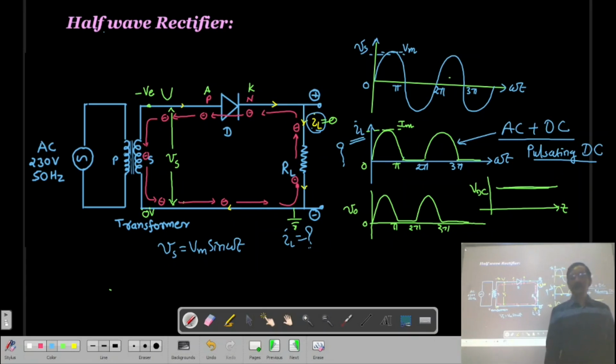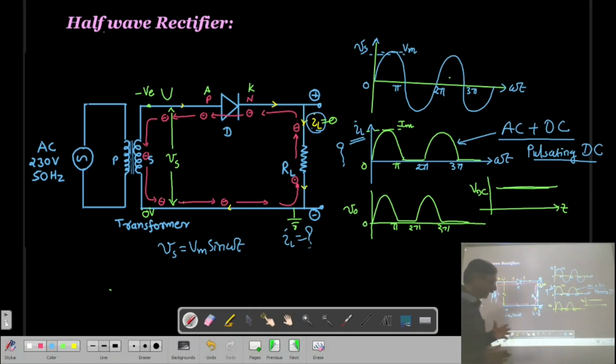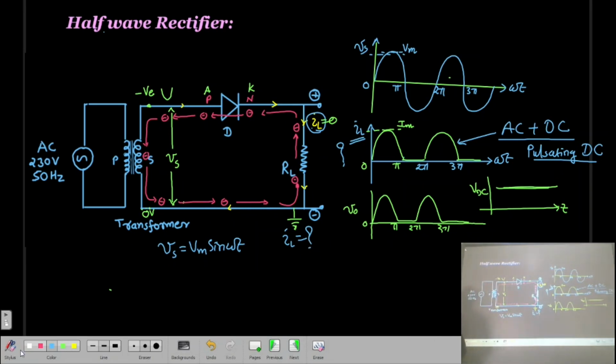So, by using Ohm's law, we can find out the current. Correct? So, according to Ohm's law, what is I? I is equal to V by R. Correct? So, that load current IL is equal to V by R. Now, what is my input voltage? Input voltage is Vs. So, Vs divided by R.